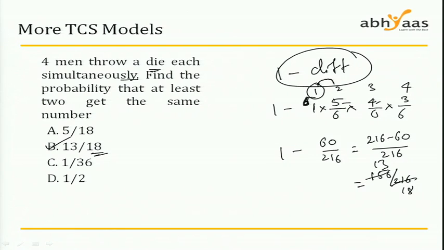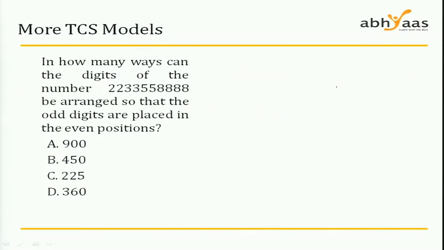Once the first person can get any one number, what should happen? The second person should get a different number apart from the first. So first one gets, say, a 2. The second person has 5 other choices. The third person should get a number different from the first 2. So he has 4 choices. The next person has 3 choices. So if you solve this, the answer will be 13 by 18, right?